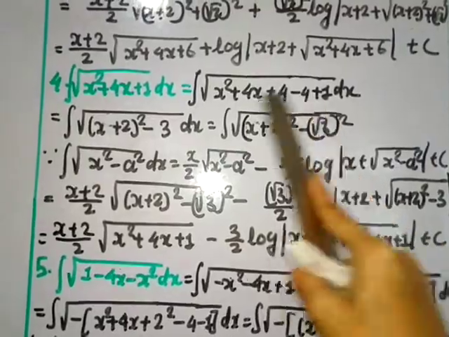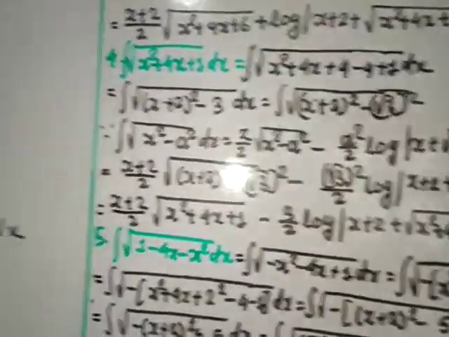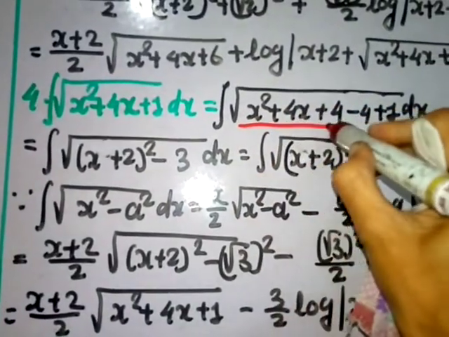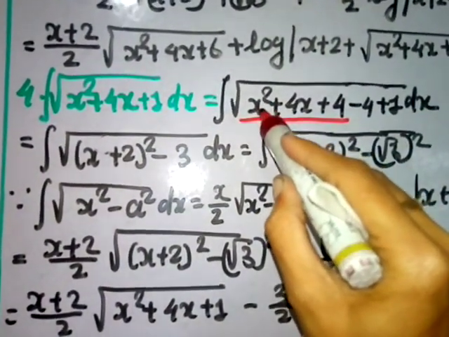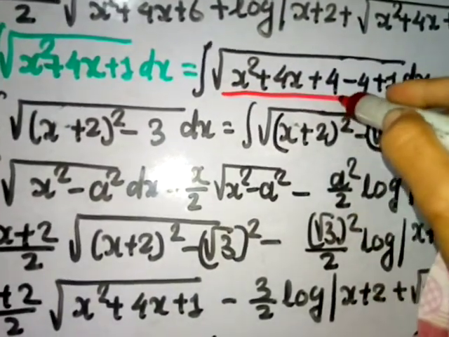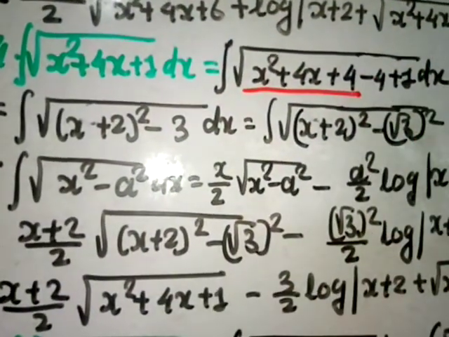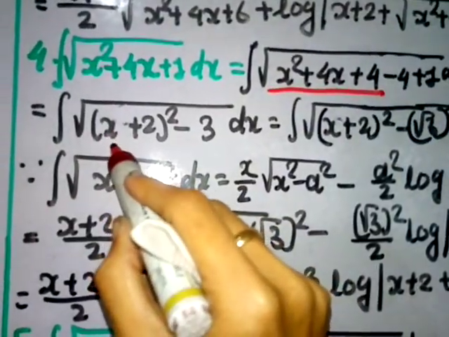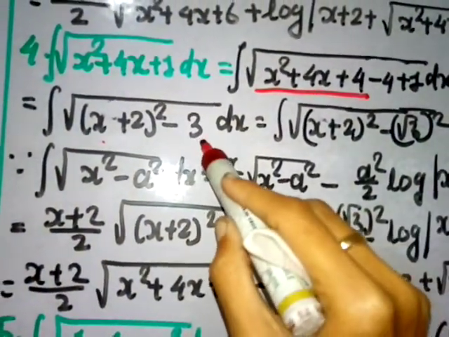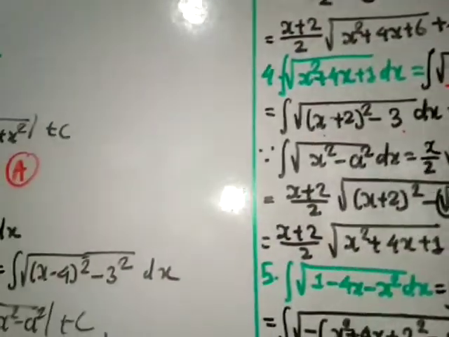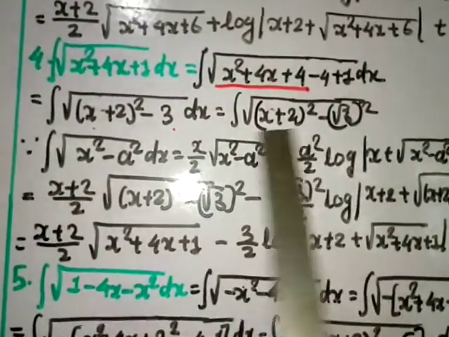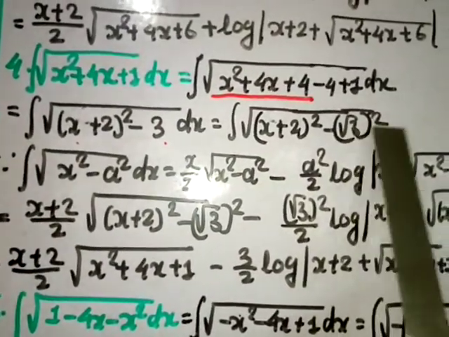And I will combine these two. These first 3 terms will give you the perfect square, x plus 2 whole square, where the third term 4 means 2 square. And minus 4 plus 1 gives you minus 3. So I put minus 3 there, and minus 3 has to be written in square form, so we can write minus root 3 whole square.